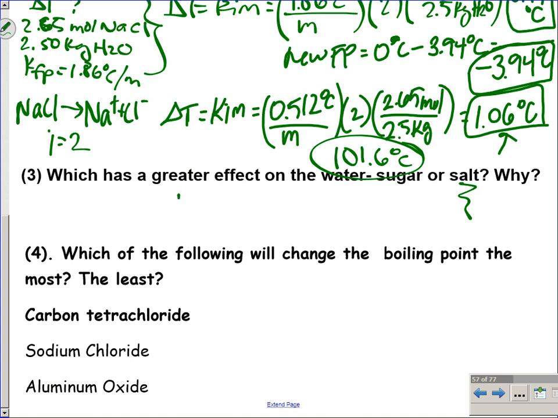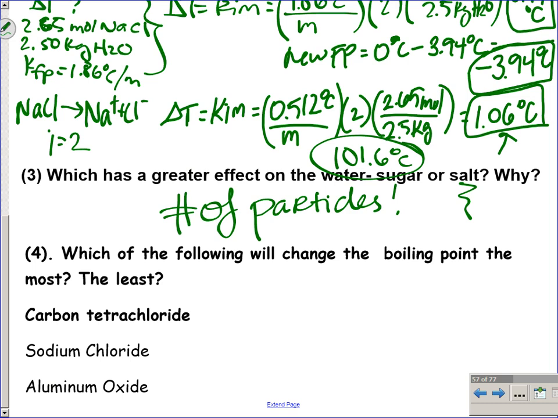Okay, so the number of particles is what's going to cause a more significant increase or decrease in our temperature changes. So whenever you have to make a comparison, and I don't give you all the information like moles and kilograms and anything else like that, I just give you the identity of the compound, you should be able to tell me who's going to impact the freezing point or boiling point the most.